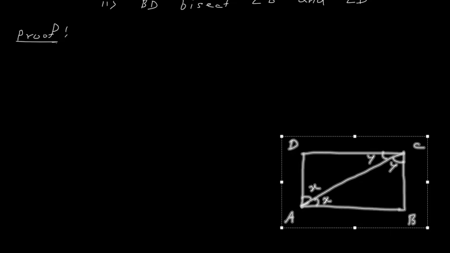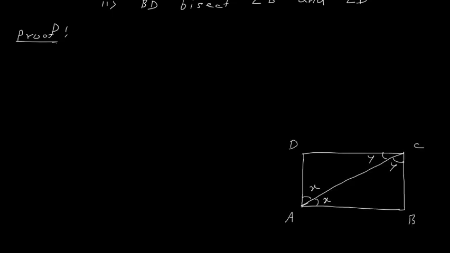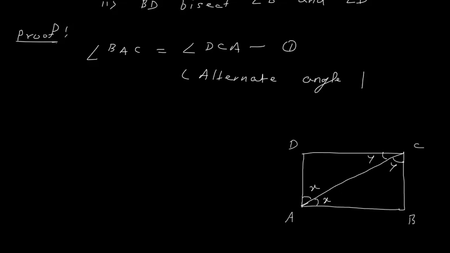Now here ABCD is a rectangle, so therefore I can say that angle BAC is equal to angle DCA. What is the reason? The reason is the alternate angle theorem. It is a rectangle, so opposite sides are parallel and therefore alternate angles are equal. So this I can say equation 1, and reason I will say the alternate angle theorem.